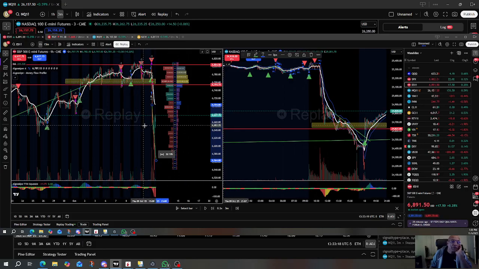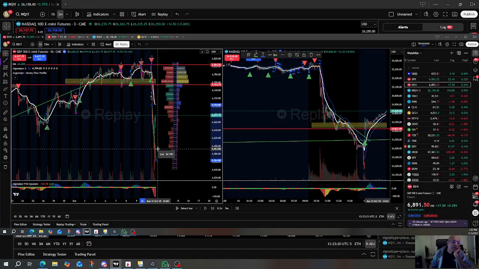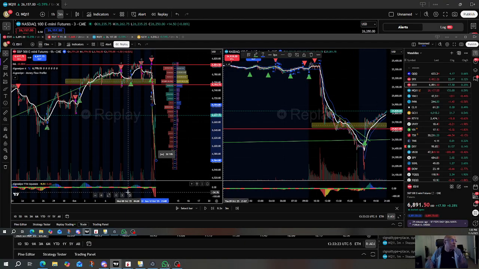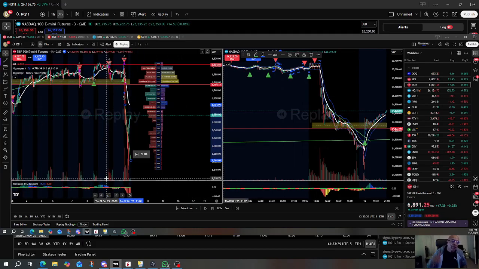So when I do have a long setup, I better be extra careful, even though I might get the setup, because the overall market trend is to the downside. So my trade would be a lot better if I took it to the short side, to the downside.